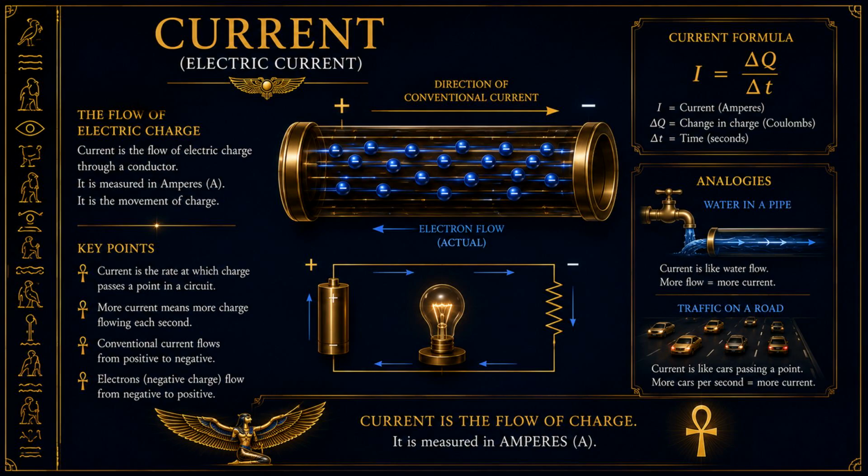Current is the rate at which electric charge moves through a conductor. It is measured in amperes and exists only when a complete electrical path is present. The amount of current depends on both the available voltage and the resistance of the circuit.